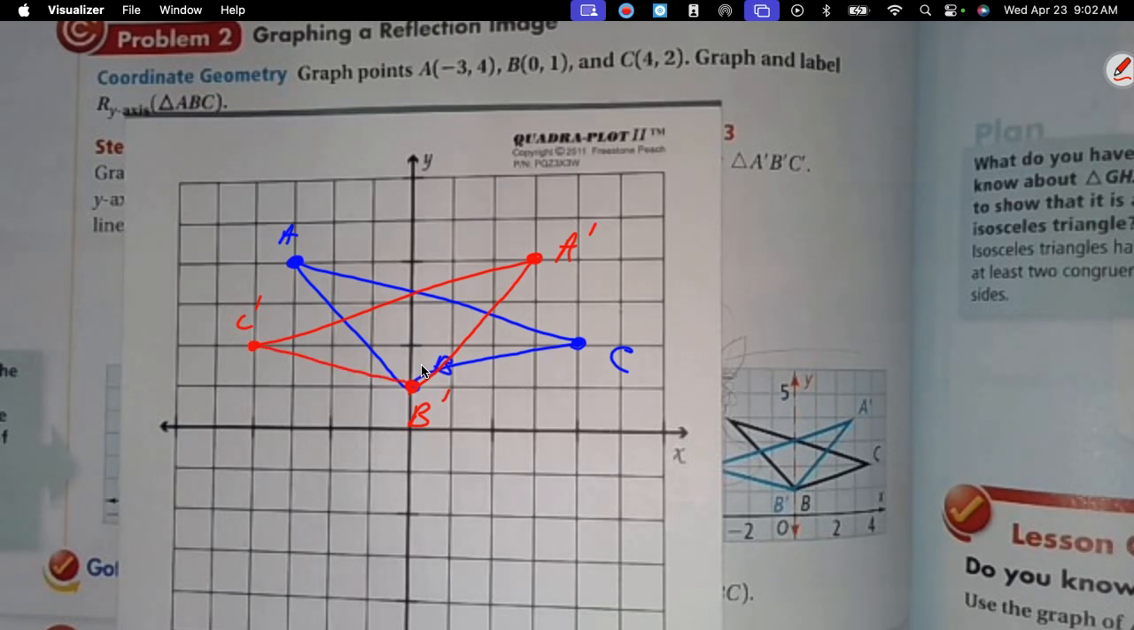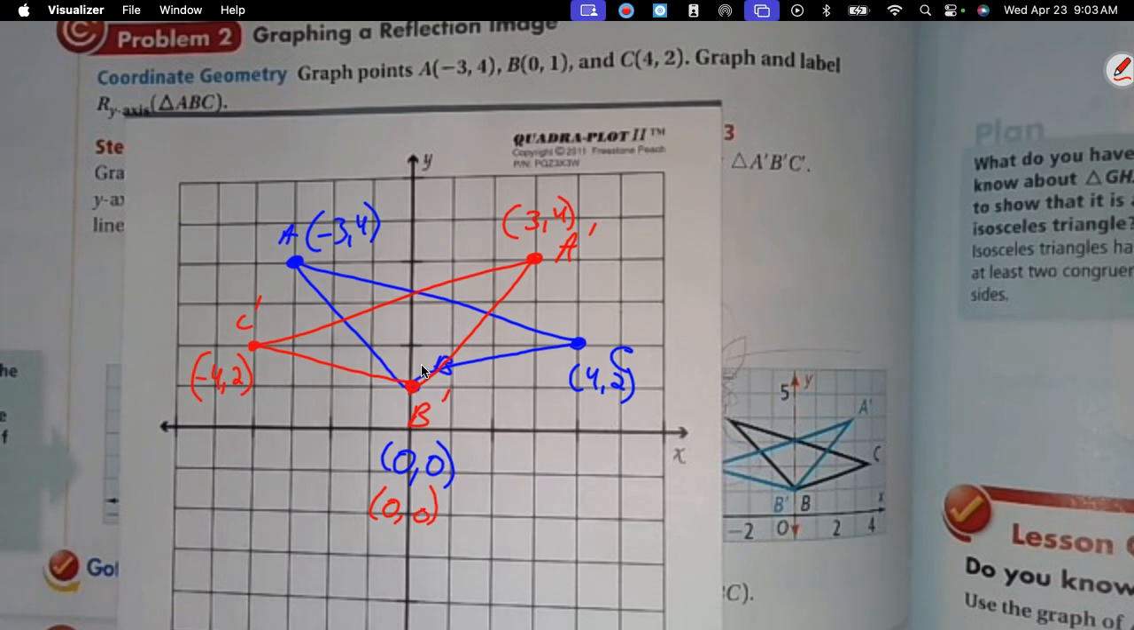There is my reflected triangle. It's just kind of flipped over on itself. Do we understand that? Okay. Let's compare ordered pairs. This one was -3, 4, 0, 0, and then this one was 4, 2. If I flip across the y-axis, this becomes 3, 4. This becomes -4, 2. And that stays 0, 0.